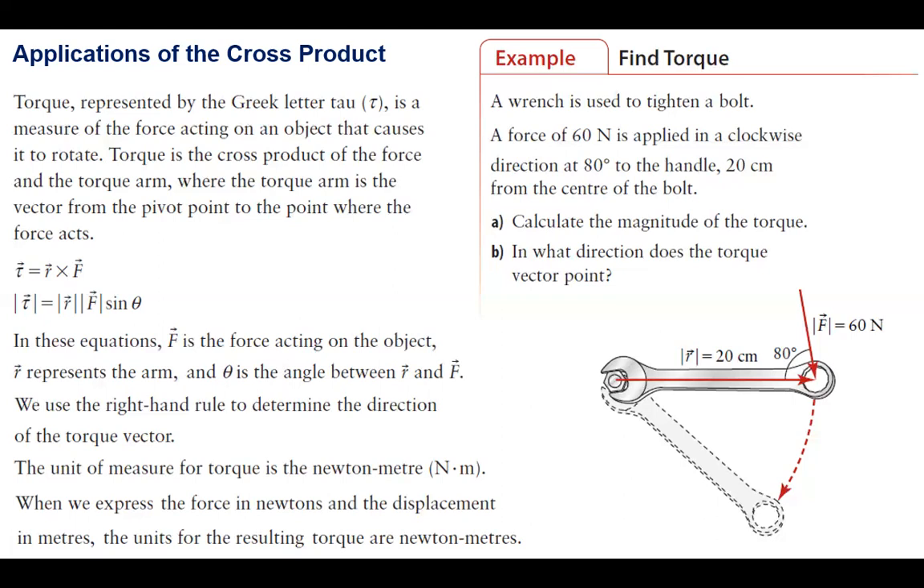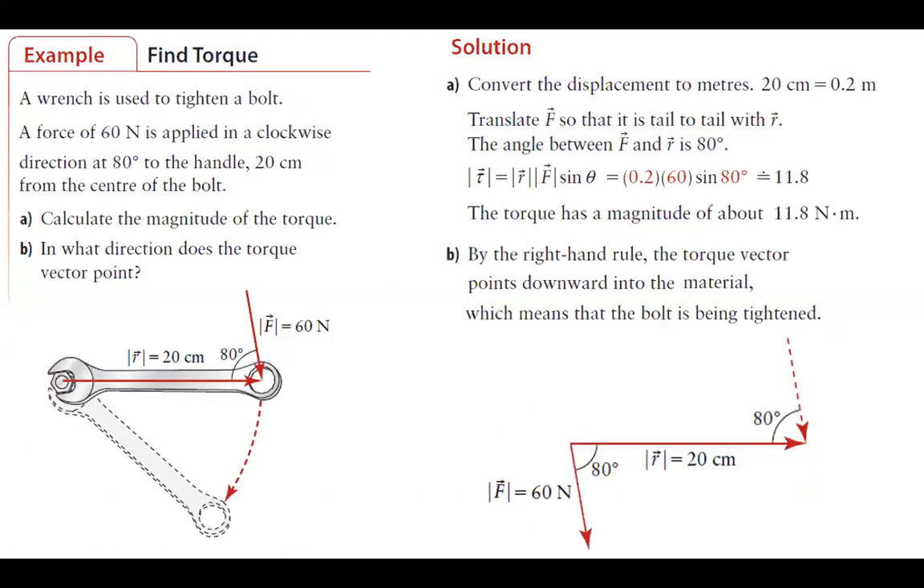Okay, let's have a look at the solution together. We can convert the displacement to meters. So 20 centimeters is 0.2 meters. Then translate the force F so that it is tail to tail with vector R. The angle between F and R is 80 degrees according to the given information. Then the magnitude of the torque, tau, equals the magnitude of R times the magnitude of F times sine theta. Put all the values in, that gives us 11.8. So the torque has a magnitude of about 11.8 Newton meters.